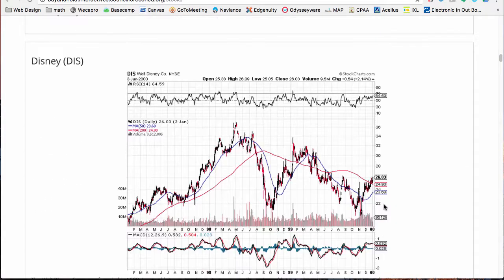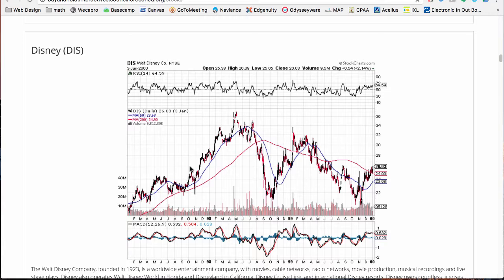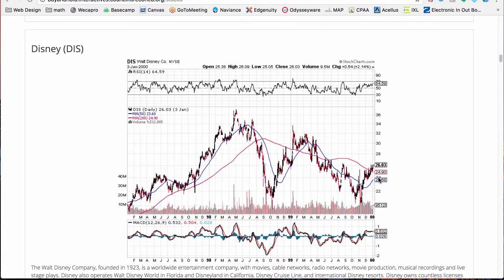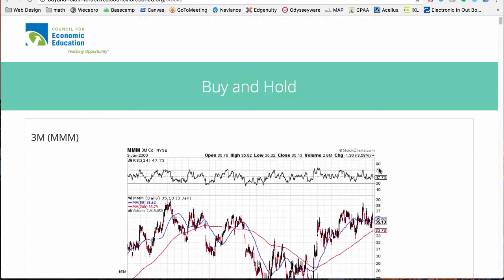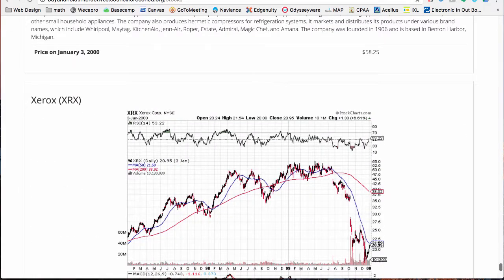But you can just scroll through. Here's Disney. Again, kind of the same thing. Peaked, big dip, increase, but it seems to be kind of trending downward. There we go. We researched some stocks. That's good. Let's go back and let's just pick some and see what's happening now.